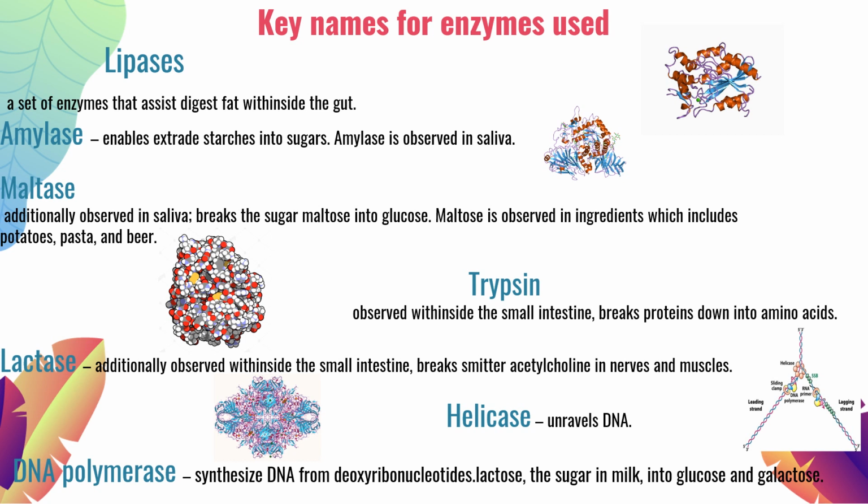Okay, I'm talking about key names for enzymes used. The number 1 is lipases. It's a set of enzymes that digest fat inside the gut. Number 2 is amylase, which changes starch into sugars. Amylase is observed in saliva. Maltase, additionally observed in saliva, breaks the sugar maltose into glucose. Maltose is observed in ingredients which include potatoes, pasta, and beer.